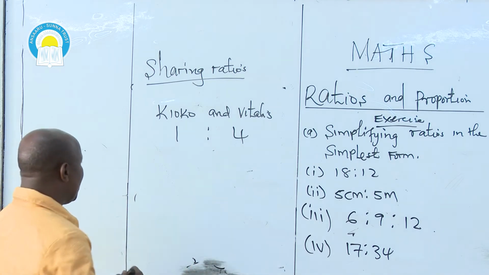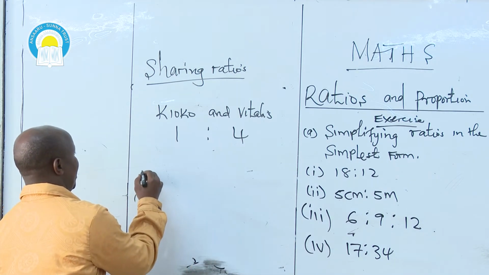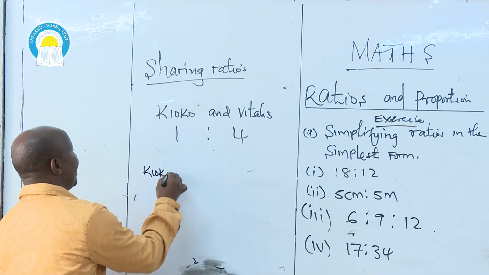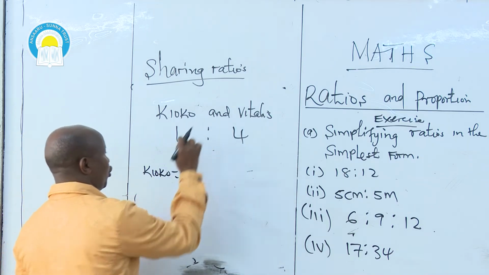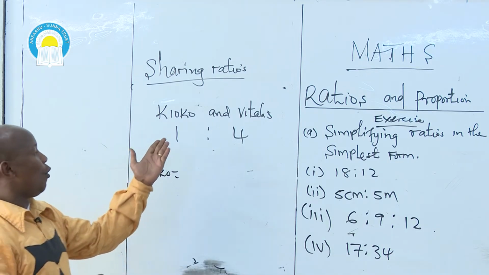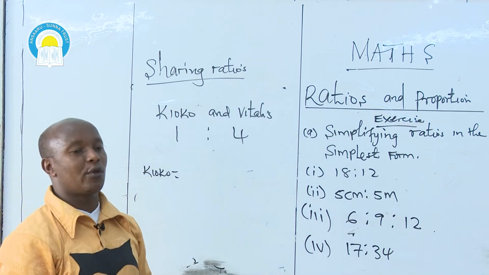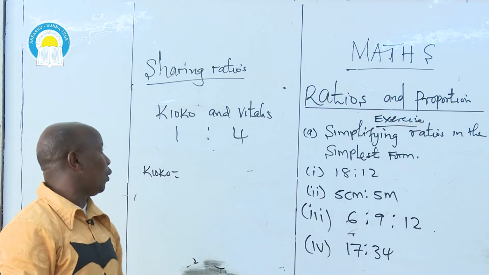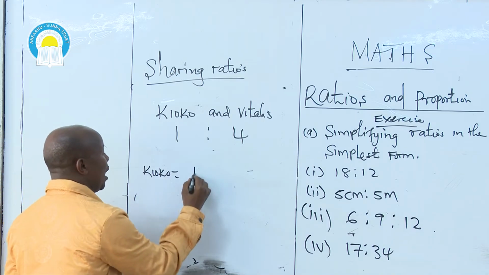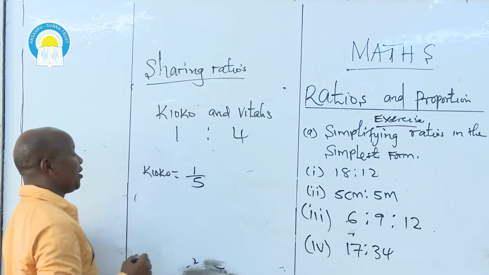In my case here now, Kioko will only get 1 over the total. Class, the total is 1 added to 4, which is equivalent to 5. So what fraction will Kioko get? Kioko will only get 1 over the total, which is 5.